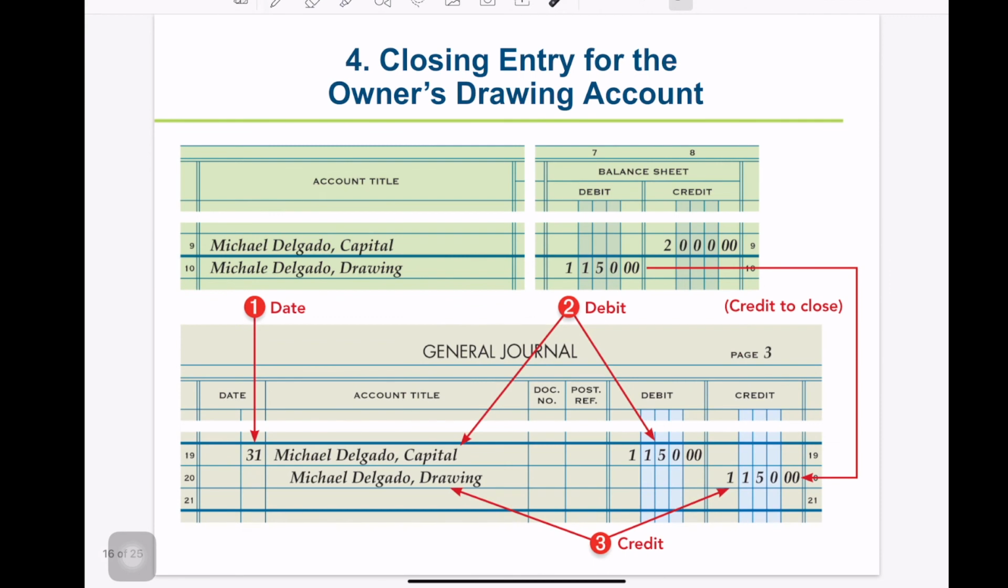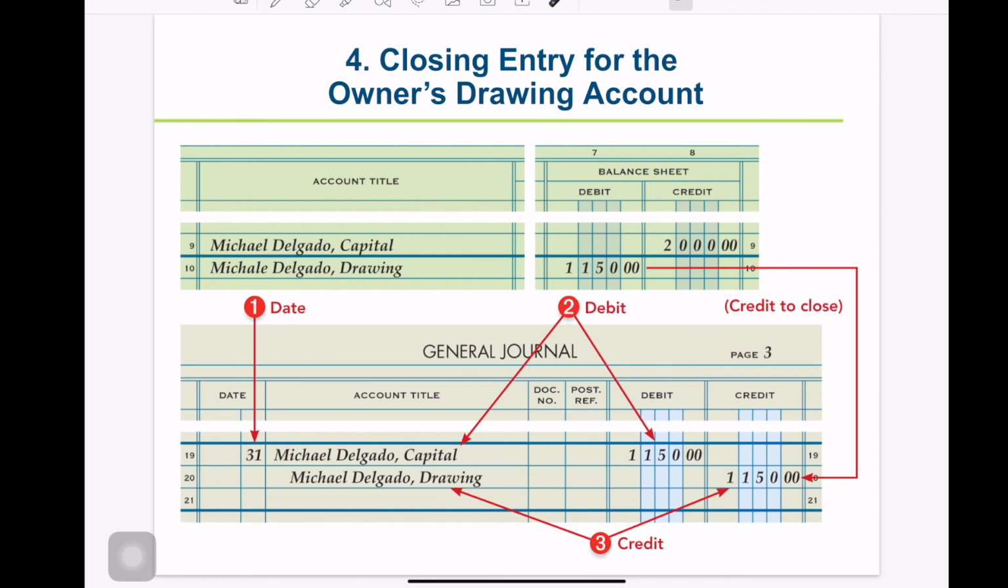The fourth closing entry is for our drawing account. Okay, if you look up here, our drawing account has a normal debit balance. To create a zero balance, we would have to credit our drawing account. Drawing decreases capital. To decrease capital, you have to debit it. So you will debit your capital account, credit your drawing account. And those are your four closing entries.